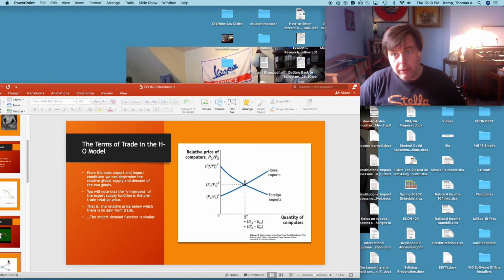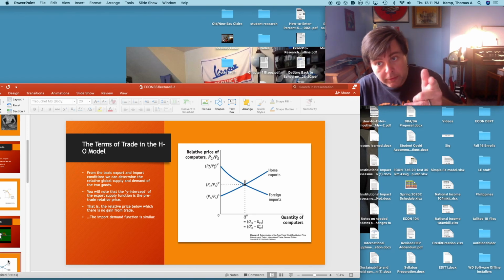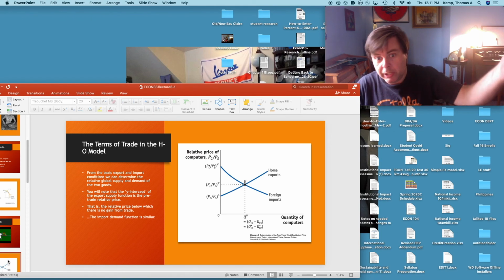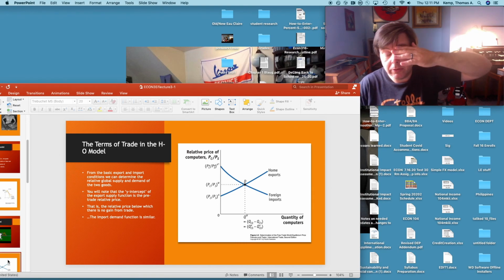Okay, on the vertical axis we have PC to PS, right? So that's why we could express it in terms of shoes. We just flip everything. So as we move up the vertical axis, what that's saying is that the price of computers is rising relative to the price of shoes. So in absolute terms, the price of computers could be going down, but if shoes are going down more, then we're actually going up this axis.